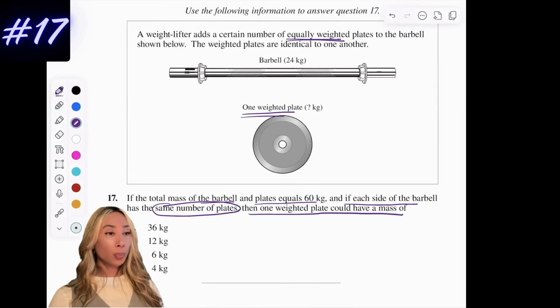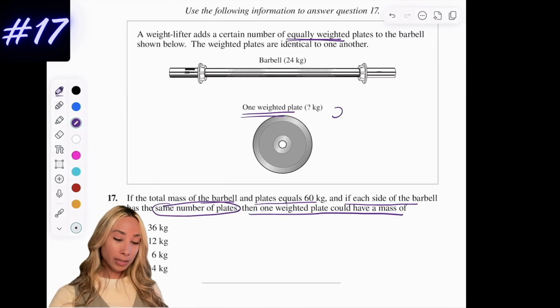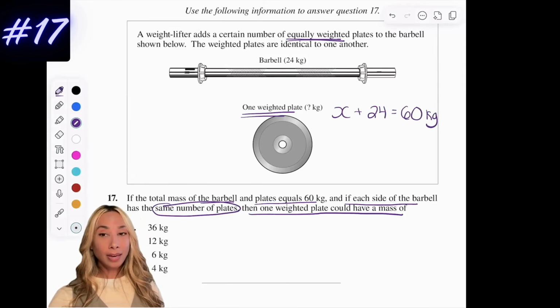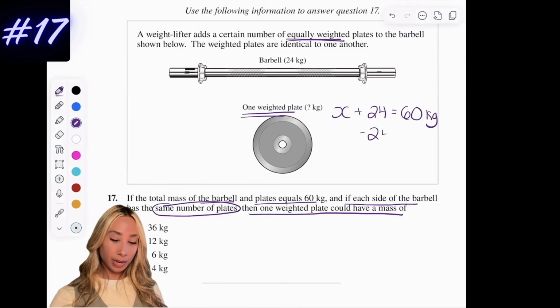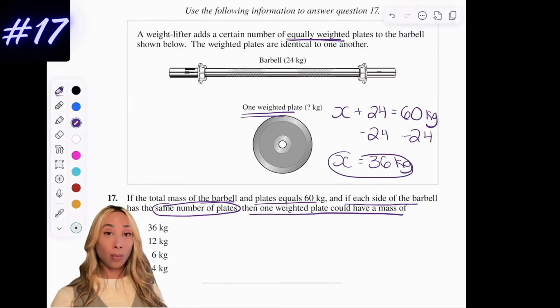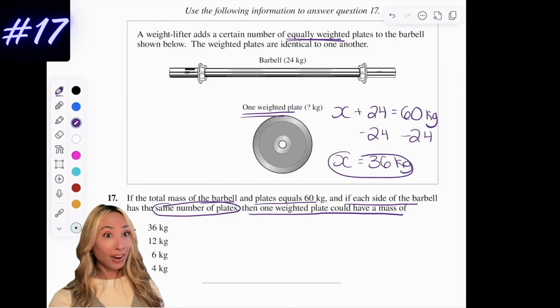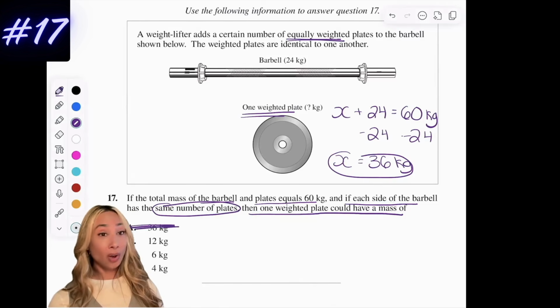So the way I'm going to set this up first is I'm going to say, well, x is just the weight of the plates, not the weight of one plate, but the weight of the whole thing. So x plus the barbell, 24, is equal to 60 kilograms. Then, of course, I can subtract 24 from both sides. And what this tells me is the added weight was 36 kilograms. That's the added weight. That's not our answer. I want to make that very clear. That's the added weight, not our answer, which means it is definitely not going to be A.